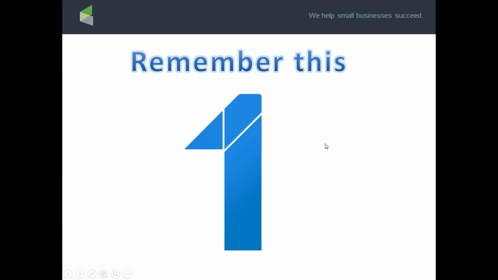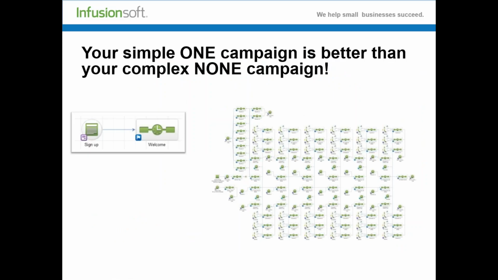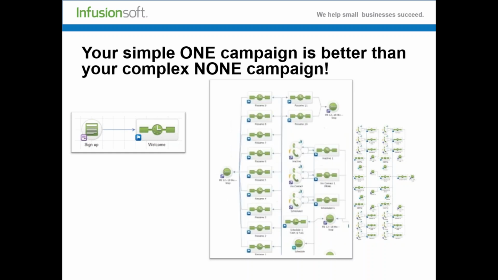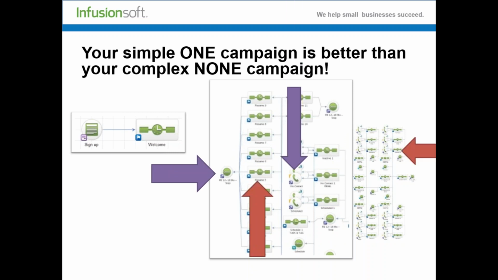So remember this one thing, it's super important. Your simple one campaign is better and more important than your complex none campaign. A lot of people that get Infusionsoft try to build out what's on the right before really feeling confident about what's on the left. And all that really is on the right, if you really dissect it, is a goal that leads to a sequence, that leads to a goal, that leads to a sequence. And Infusionsoft automatically has it baked in that if somebody reaches the next goal to the right, everything to the left will stop.